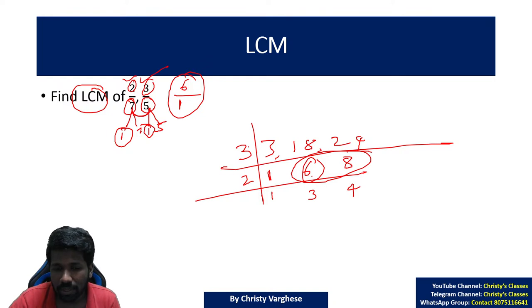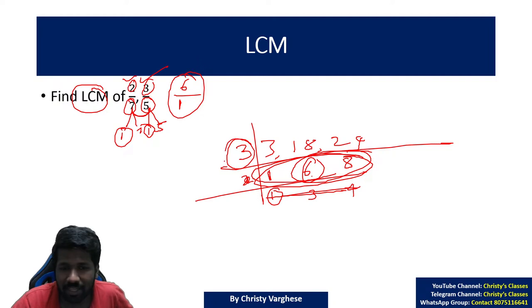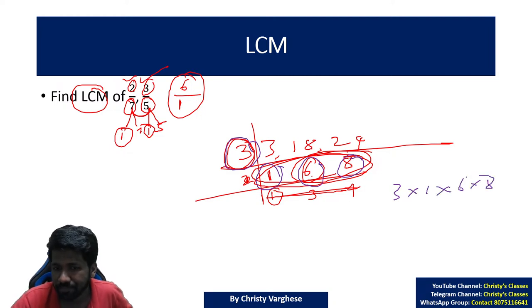Here you can stop, because for the 1 you cannot take a common factor anymore. So 1, 6, 8. Now you don't have any common factor of 3 numbers together. So the highest common factor will be 3 here. And to find the least common multiple after prime factorization, take this 3, take this 1, take this 6, take this 8, and multiply all that. 3 into 1 into 6 into 8 will be the LCM.